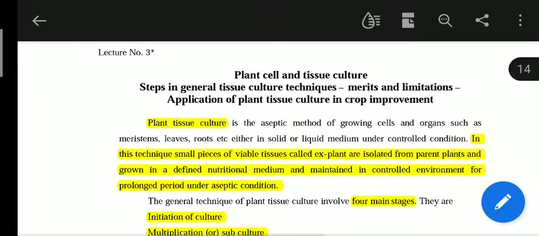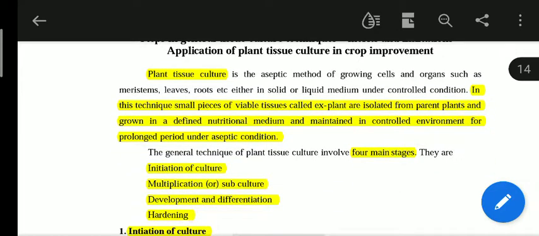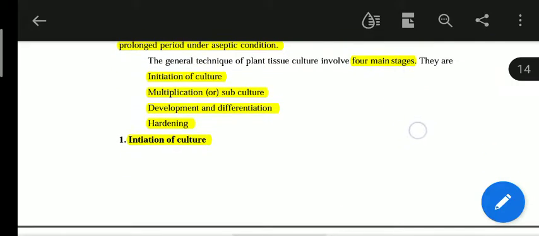Now coming to plant cell and tissue culture. So steps in general tissue culture techniques, merits and limitations. In plant tissue culture, small pieces of viable tissue called explants are isolated from parent plants and grown in a defined nutritional medium and maintained in a controlled environment for a prolonged period under aseptic conditions. There are four main stages: initiation of culture, multiplication or subculture, development and differentiation, and hardening.